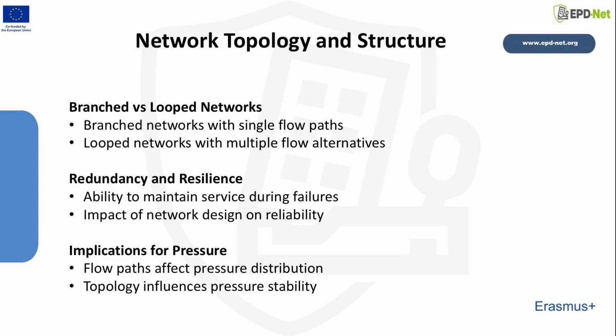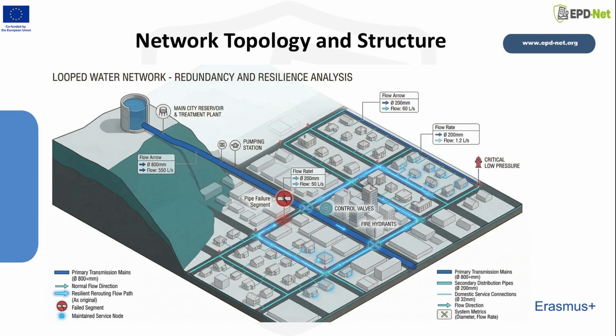Looped networks generally offer higher reliability because water can be rerouted if a pipe fails or maintenance is required. Branched networks, while simpler and less costly, are more vulnerable to service disruptions. Network structure also has important implications for pressure behavior. The number of flow paths and their configuration influence how pressure is distributed across the network. Understanding network topology is therefore essential for effective pressure management and system design.